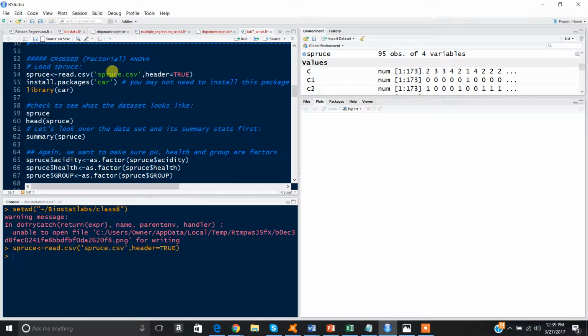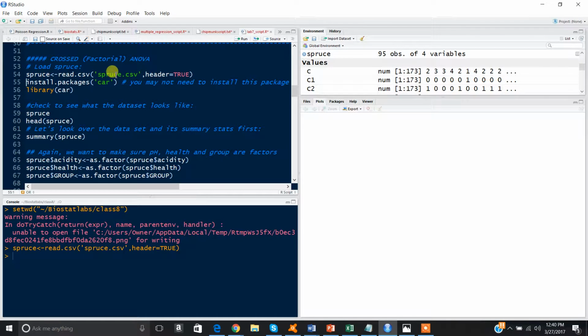Okay, so the data set that we're working with is this spruce data set. And it was an experiment that was set up to test the hypothesis that healthy spruce seedlings break buds sooner than diseased spruce seedlings. So the study design itself represents a crossed ANOVA.